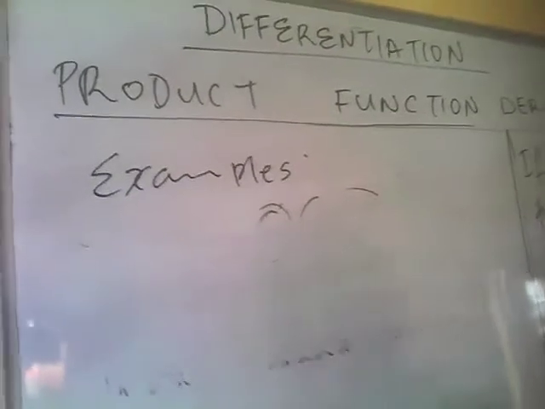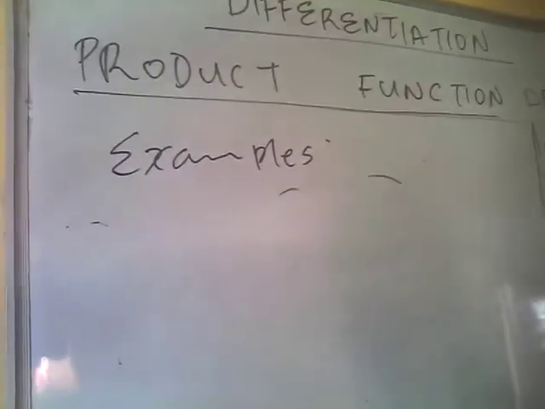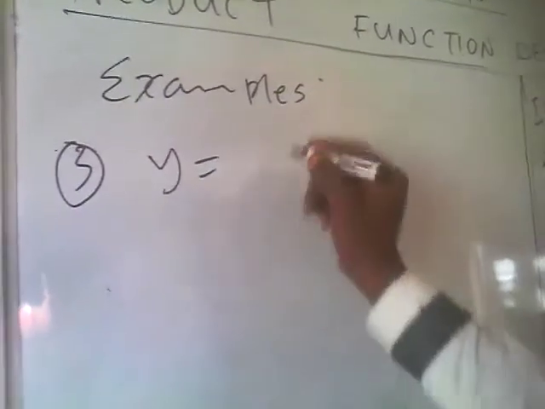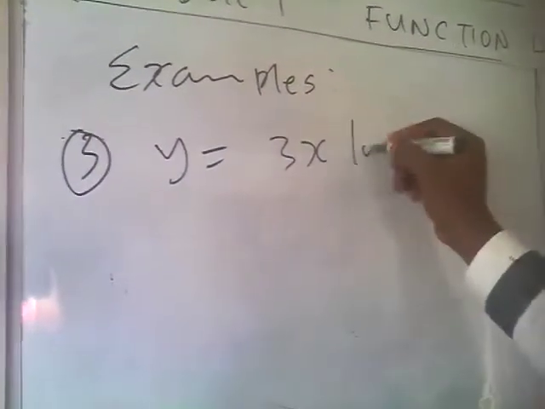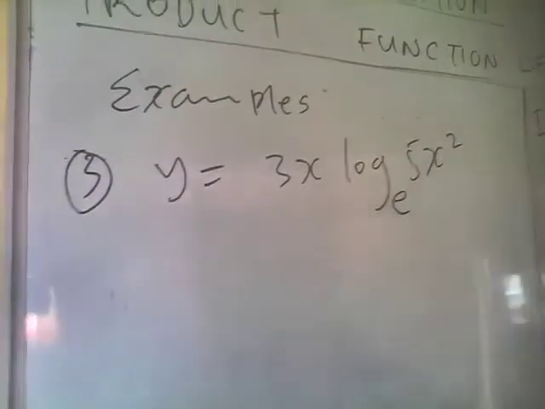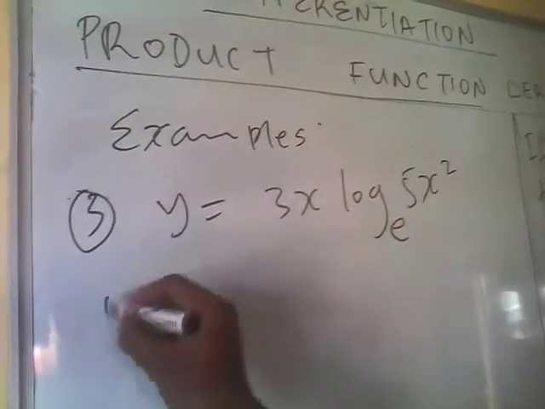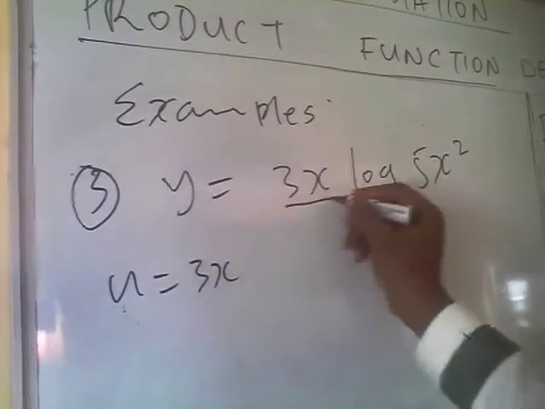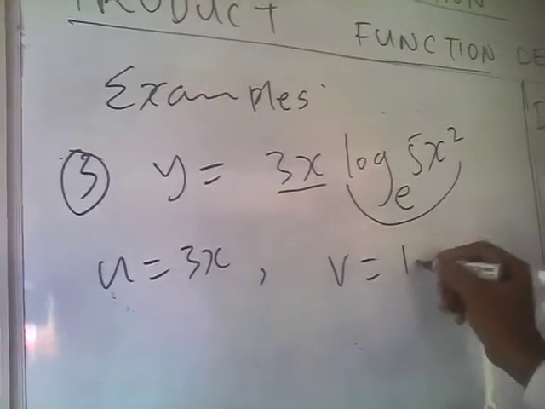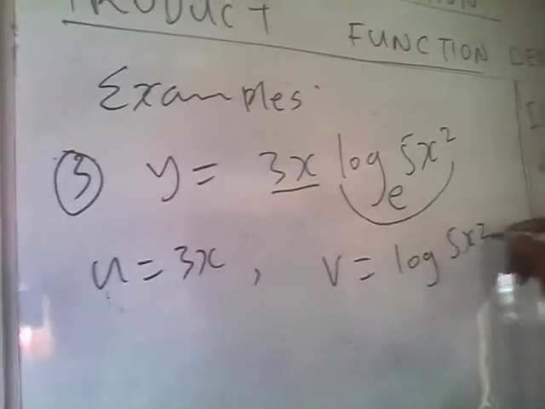Finally, for today, we look at the last example, example 3. Now we have y equal to 3x log 5x squared to base e. Now we have our u to be 3x. This is a function, and this is also another function. Then that means v is log 5x squared to base e.